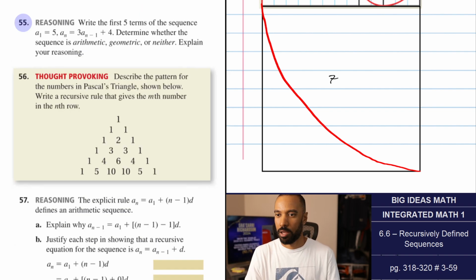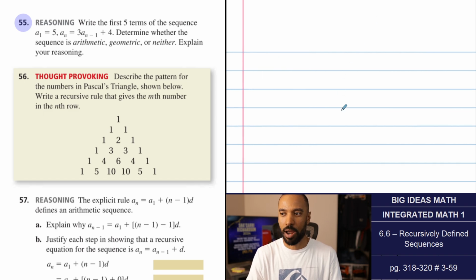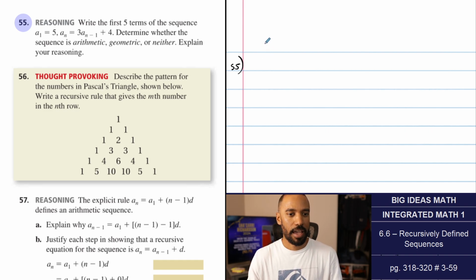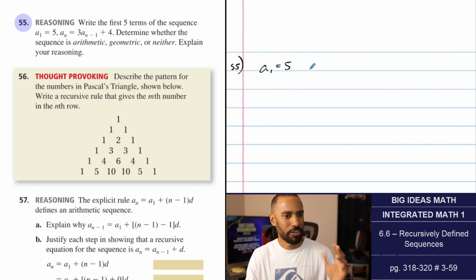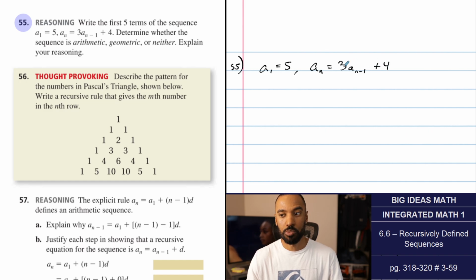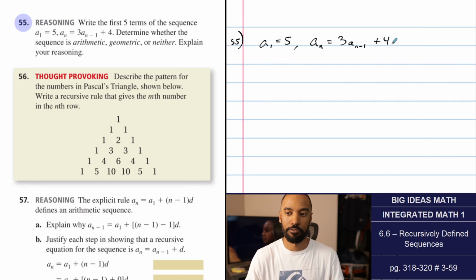All right, a few more questions. Questions, problems, or quablums. Number 55. Write the first 5 terms of the sequence here. Oh, interesting. So A sub 1 is 5. This is half arithmetic, half geometric. It's not really either. A sub n equals 3 times A sub n minus 1 plus 4. So we do multiply by 3 first, and then we add 4 to it.